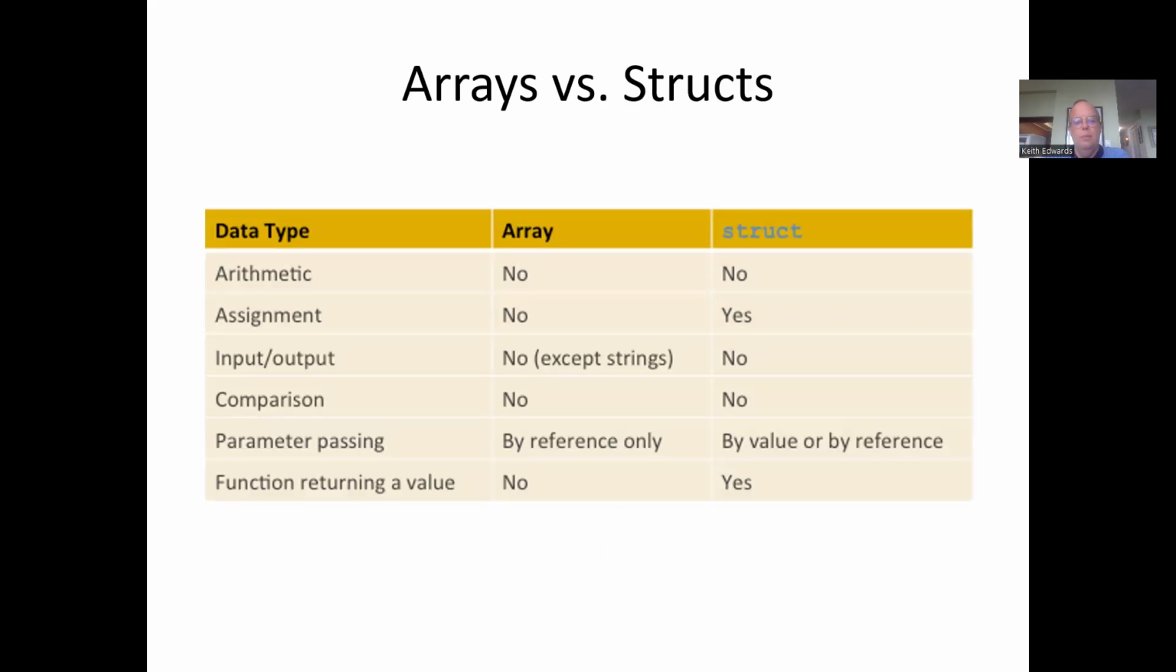So arrays and structs are a bit different. We can't really do arithmetic on either one, but with struct we can do assignment. We can't do input output on either one, so we have to write special functions to do that. Comparison, we can't do that either. Arrays are passed by reference only, but structs can be passed either by value or by reference. And we can also return structs as a value from a function.